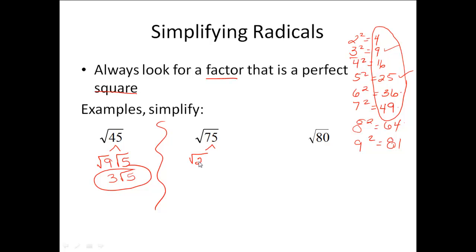So I'm going to break 75 down into 25. And I know that 25 times 3 is what's going to give me that 75. Then I know the square root of 25 is just a 5. So I would end up with 5 square roots of 3.